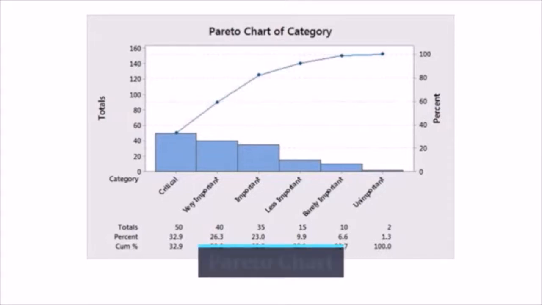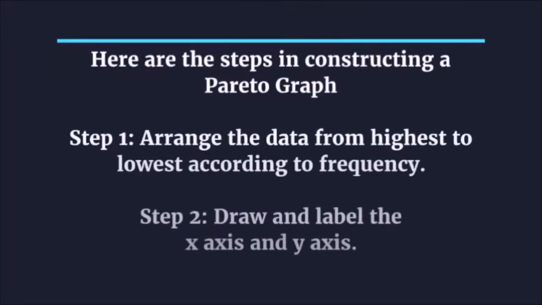Fourth graph is the Pareto chart. It is a graph used to represent a frequency distribution for a categorical data, or nominal level, and frequencies are displayed by the heights of vertical bars, which are arranged in order from highest to lowest. Here are the steps in constructing a Pareto graph. Step 1. Arrange the data from highest to lowest according to frequency. Step 2. Draw and label the x-axis and y-axis.